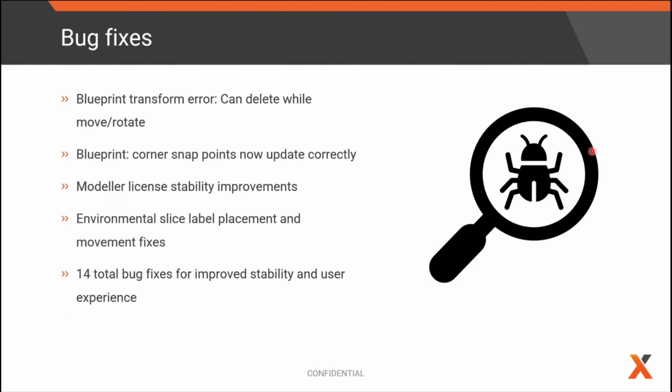This release also has 14 bug fixes that improve stability and user experience. Key fixes include blueprint transform errors, where users could accidentally delete blueprints when moving or rotating them. Blueprint corner snaps are better. Obviously, the complete list is available in the release notes on the help desk. This is just focusing on some of them.